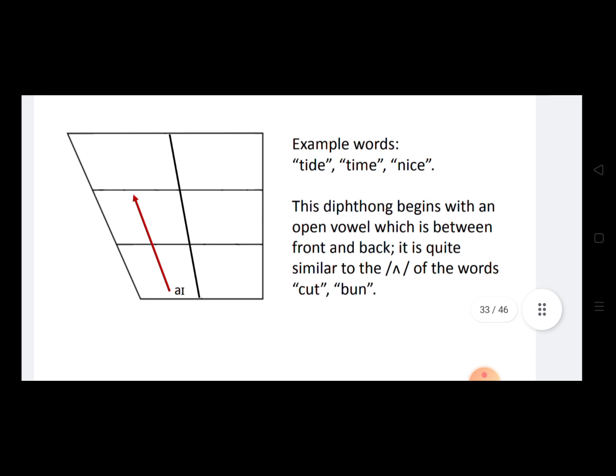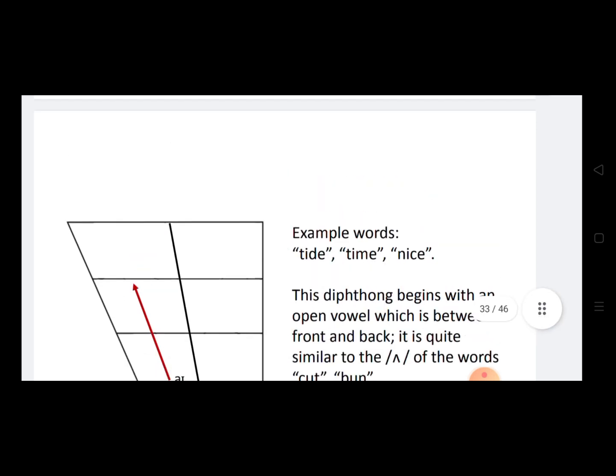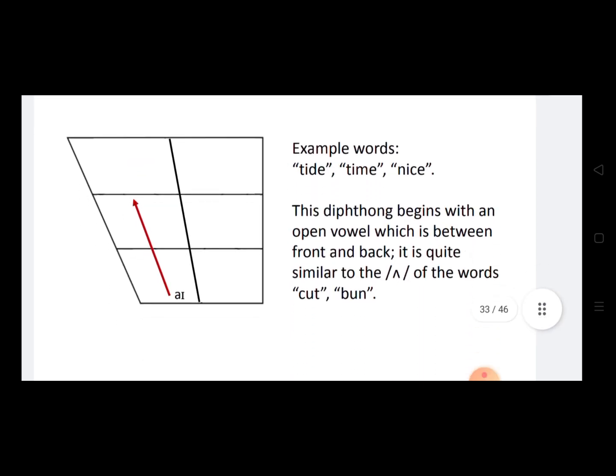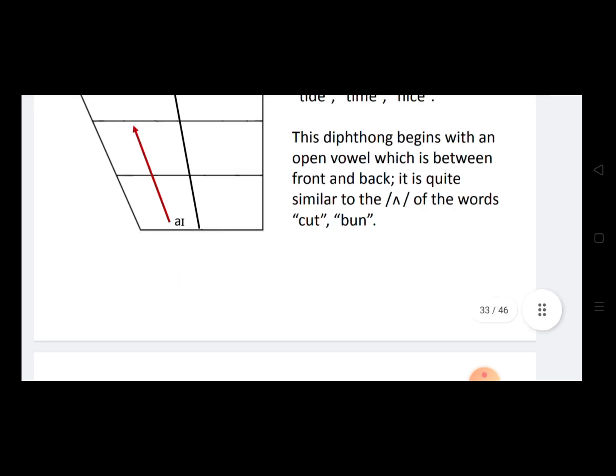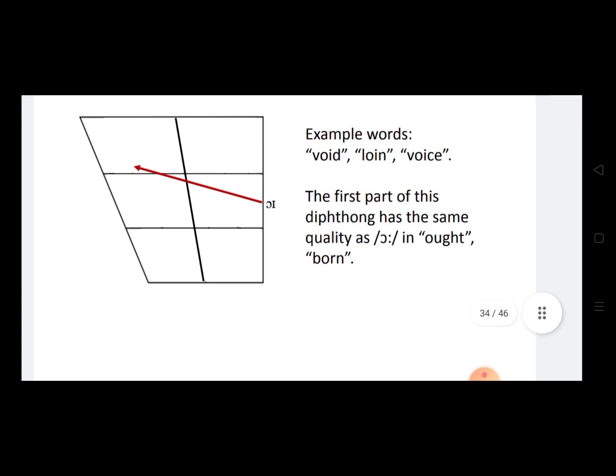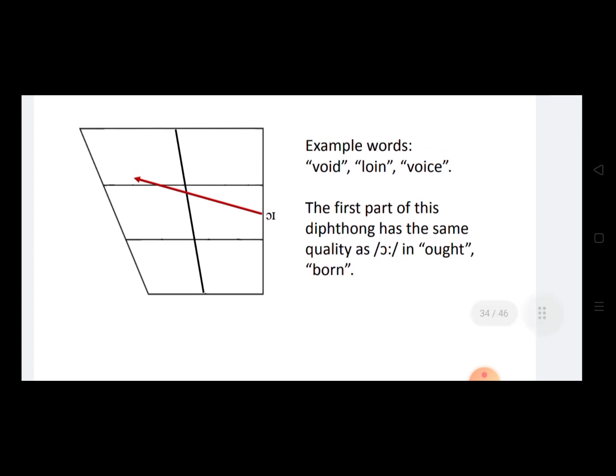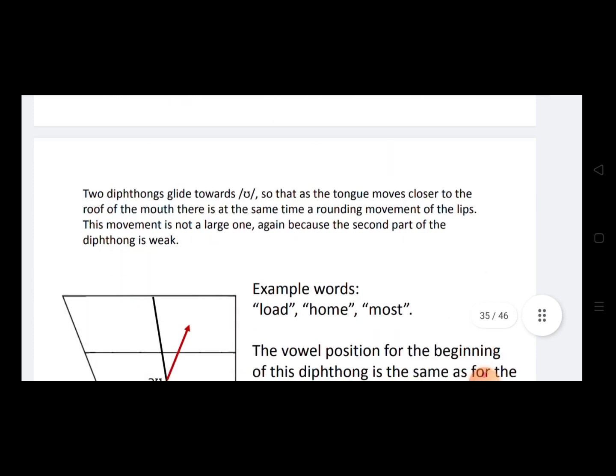And another diphthong is ai. Example words are time, nice, tight. These diphthongs begin with an open vowel which is between front and back, and it's quite similar to the cut sound of the words cut, bun. And another diphthong is oi, and the examples are loin, voice, void. The first part of this diphthong has the same quality as o in ought, born.